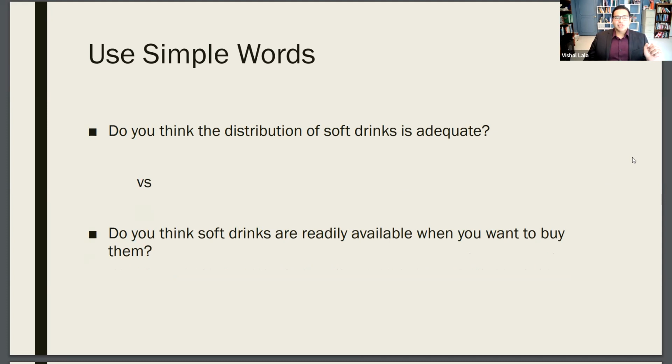Do you think the distribution of soft drinks is adequate? It's one of the questions that really bothers me. So what does adequate mean? Do you think soft drinks are readily available when you want to buy them is a much better alternative? In general, you want to keep jargon out of surveys.